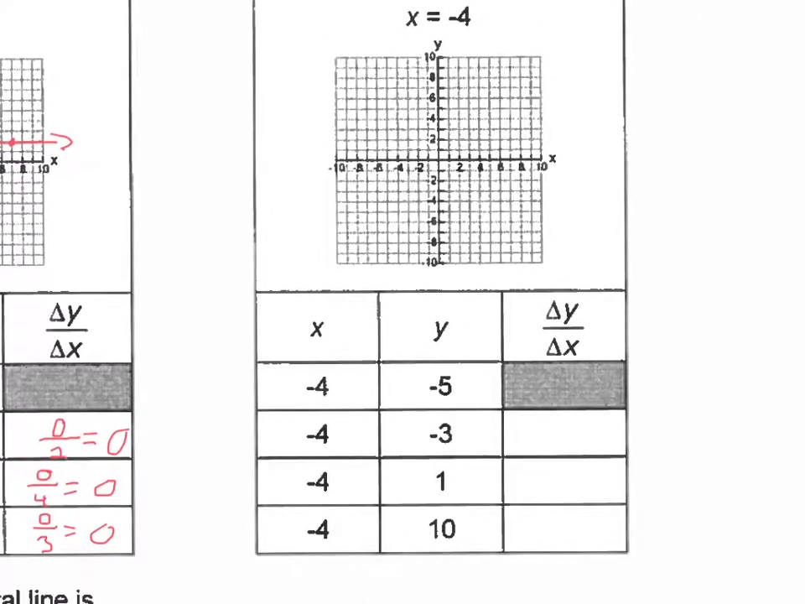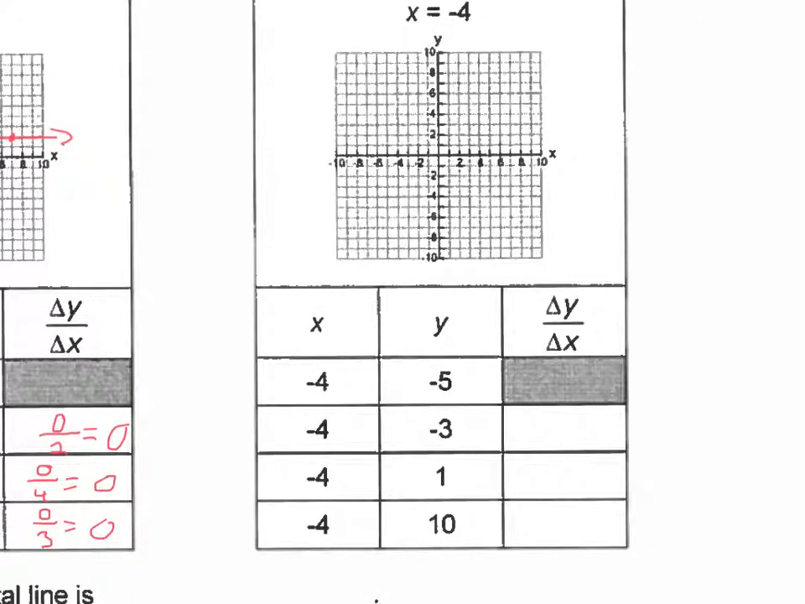Let's look at x equals negative 4. Notice what that means, okay? If x equals negative 4, notice all my x values are negative 4, okay? We're saying that x always equals negative 4. No matter what the y is, our x equals negative 4. That's what we're saying. Okay, so let's try to plot these points on here very carefully.